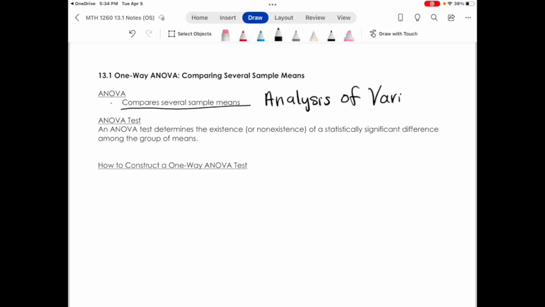So statisticians came up with a method called analysis of variance. And that's where the ANOVA comes from. When we abbreviate that, that's the ANOVA.